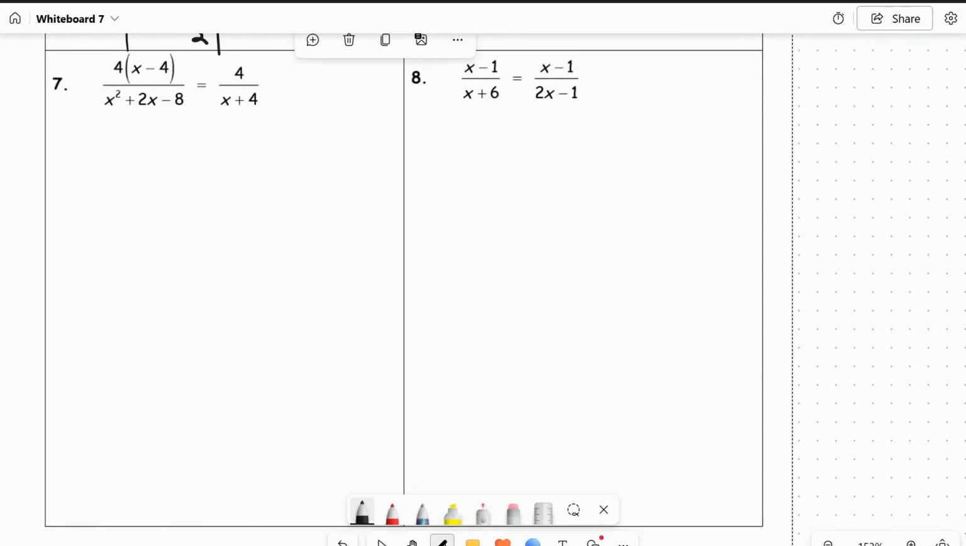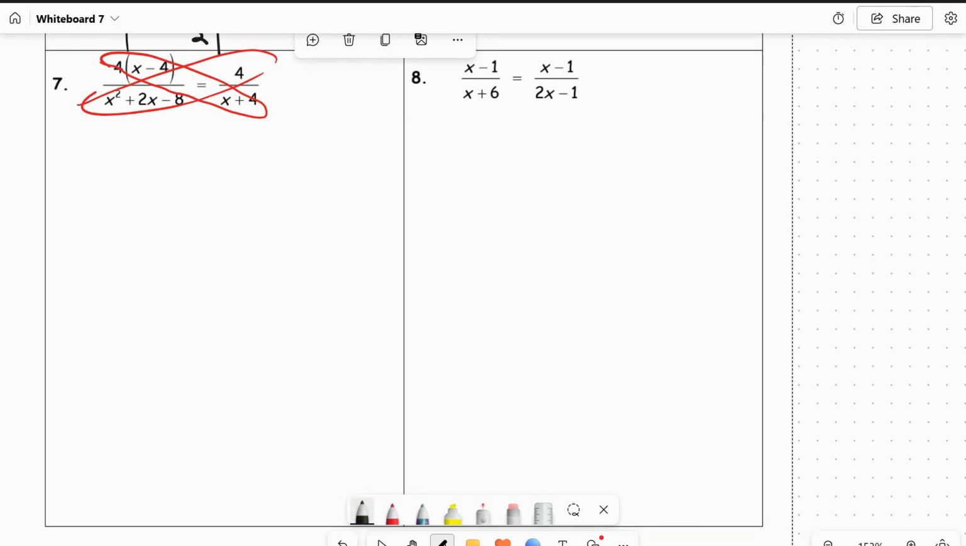So in number 7, very similar process. The only thing that I would possibly advise with number 7 would be to factor this denominator first. Two numbers that multiply to negative 8 and add to 4. Well, actually, no. Let's not factor it. Let's just go ahead and take the cross product right away. Changed my mind.